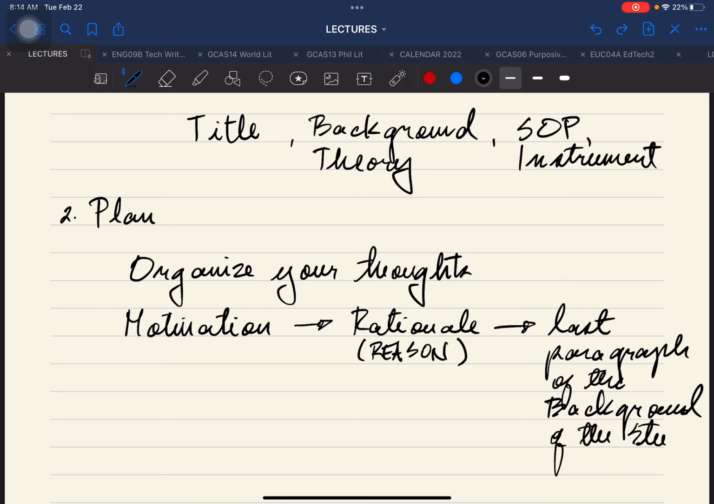Okay, so this is what we mean by planning by organizing your thoughts. Basically, this is the concept that you need to do: develop a plan, prepare a plan so that if a question is asked, you will readily know where to look for the answer to that particular question.